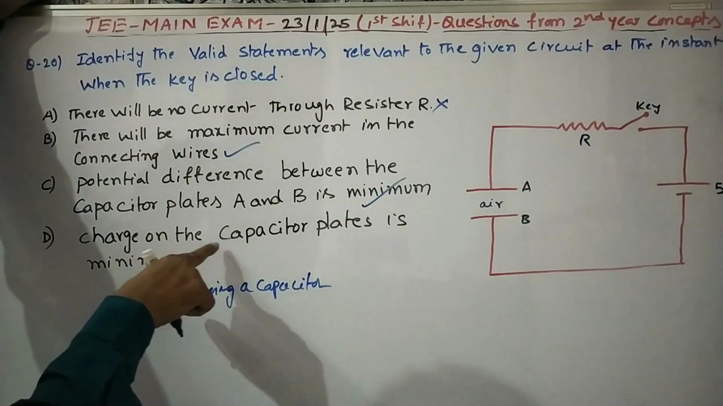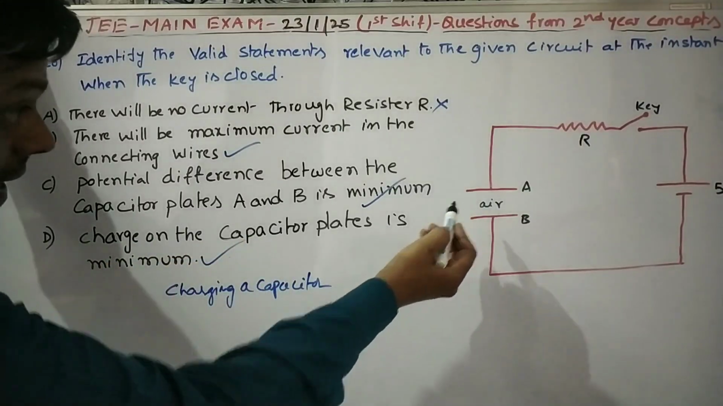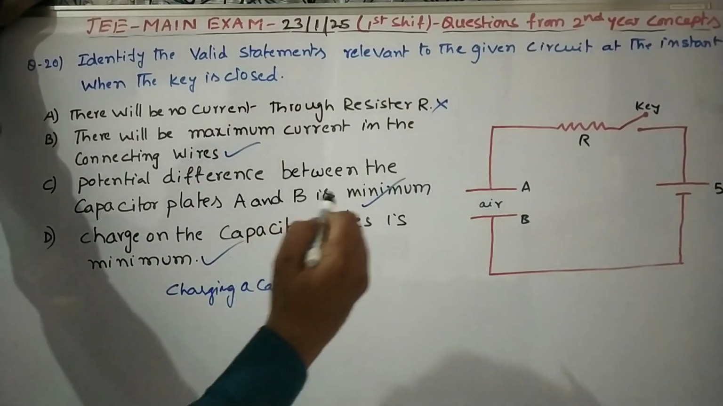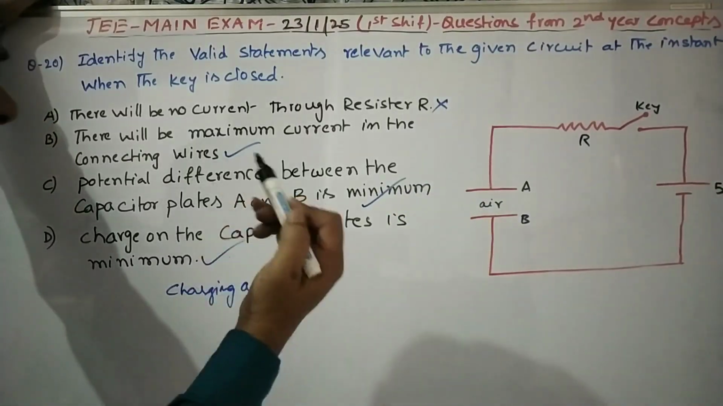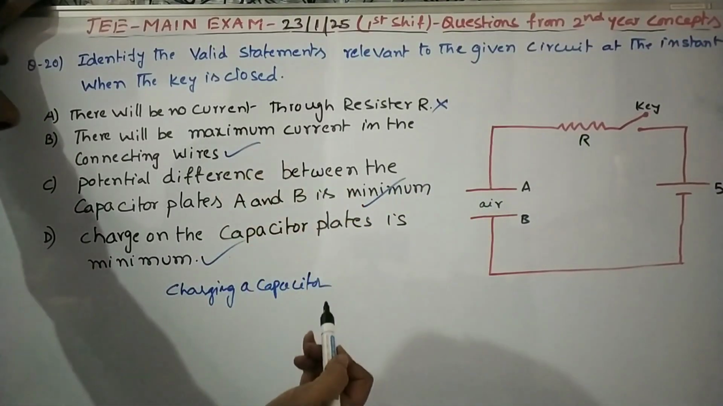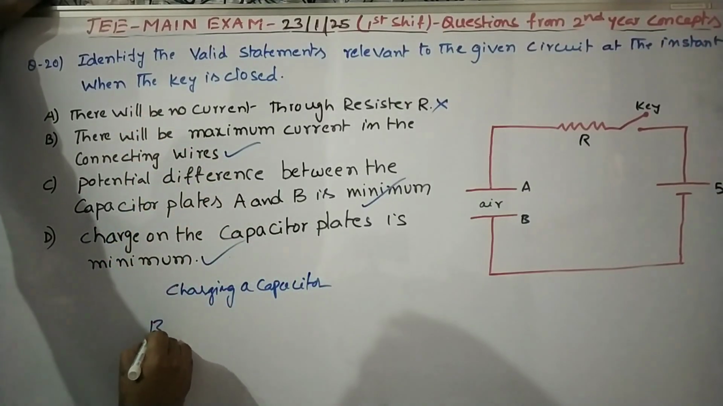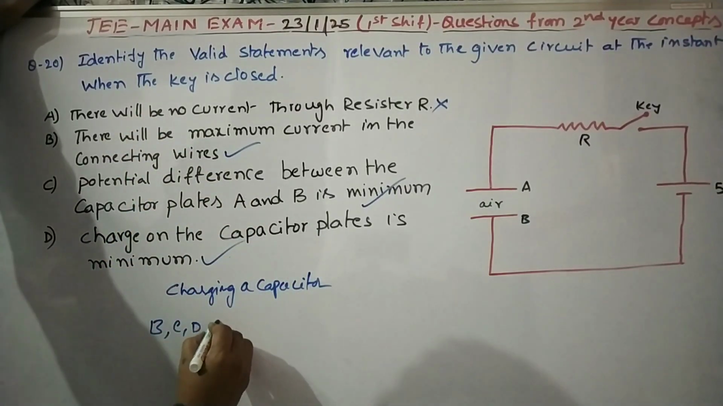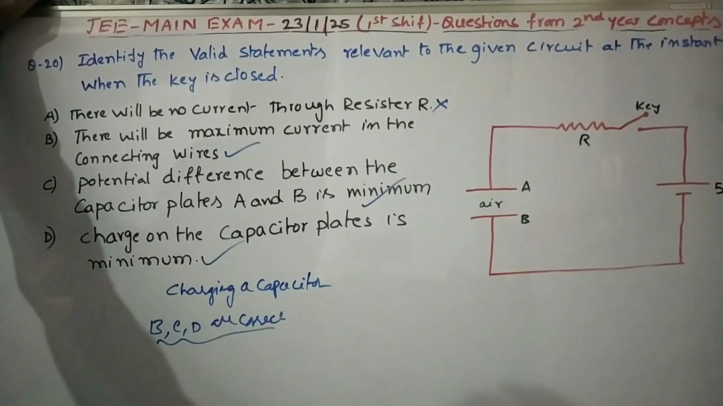Okay, next, charge on the capacitor plates is minimum. Yes, it is also correct. Why? Because air is a dielectric medium. Whenever you introduce any other dielectric medium of dielectric constant K, its capacitance is increased by K times, by increasing the charge stored inside it. So from this one you can select what? B, C, D are correct. Okay, right.